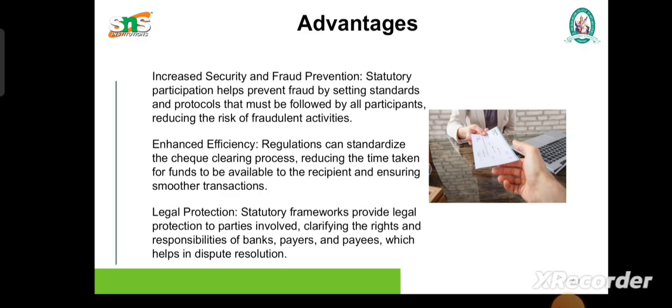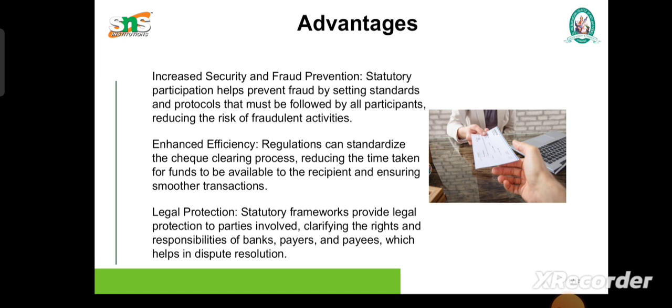The advantages. What are the advantages in the process? First, security and fraud reduction. This is used to reduce fraud and give more security. The cash will be sent to the particular right person. The next one is enhanced efficiency. Checks are cleared and processed, reducing the time taken, and funds are available to the receiver, enhancing smooth transactions. It helps in time management for large scale industries and entrepreneurs.